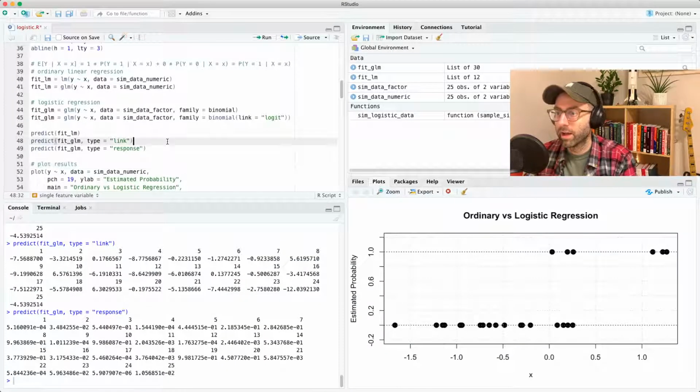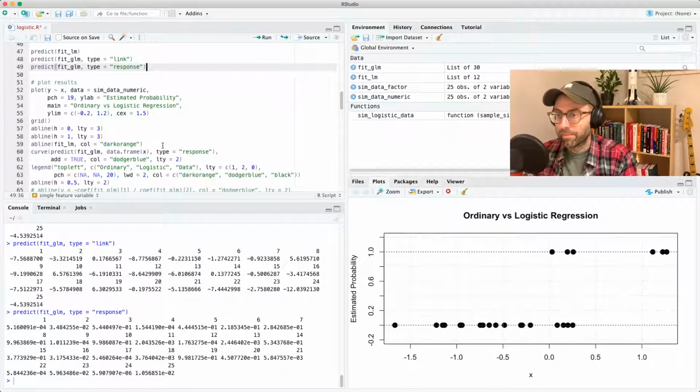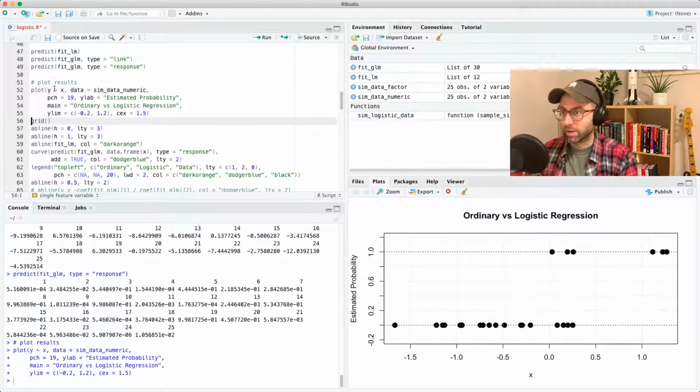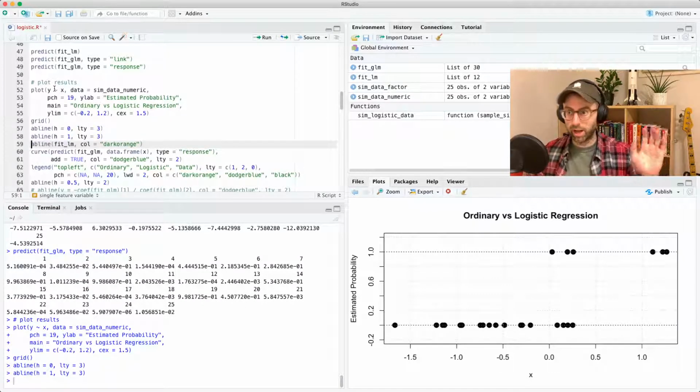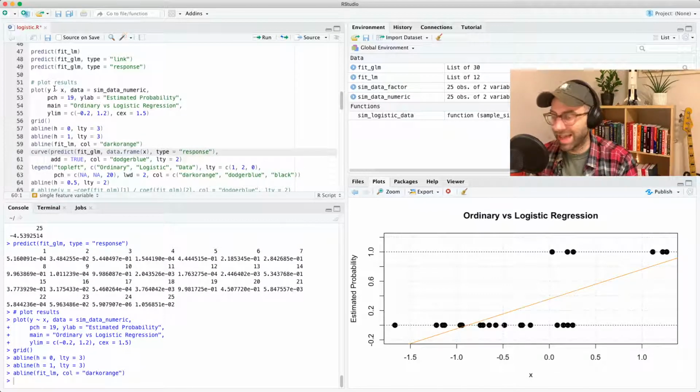Okay, so now I'm going to plot some things. That's just recreating the plot we already had. So now what I'm going to do is add the fitted linear model.